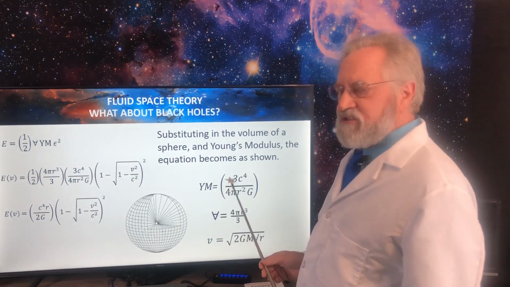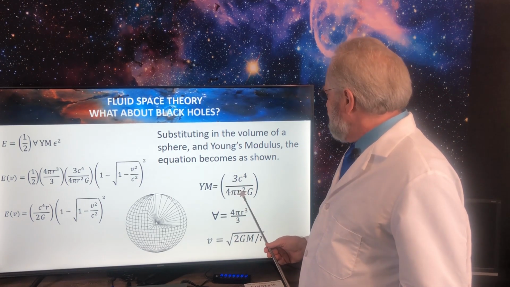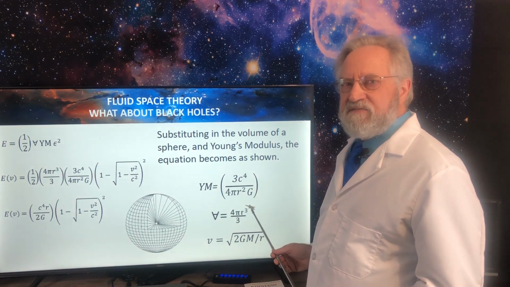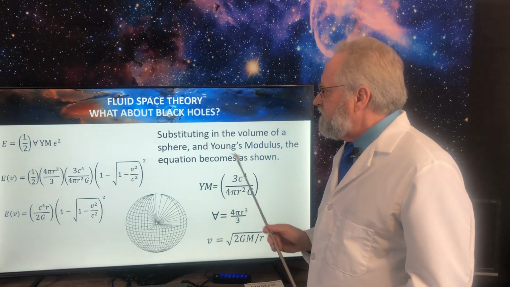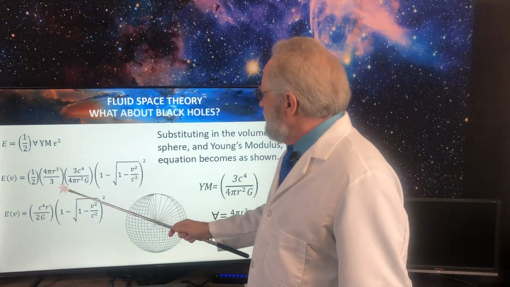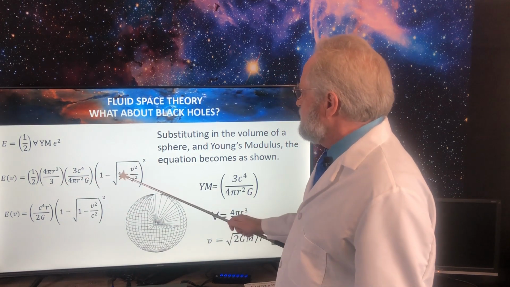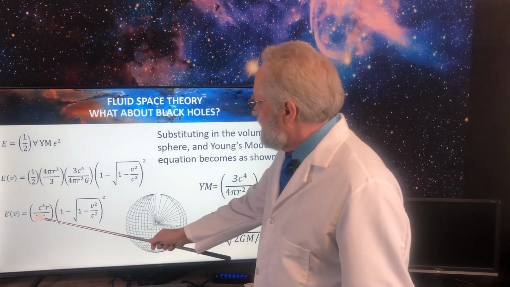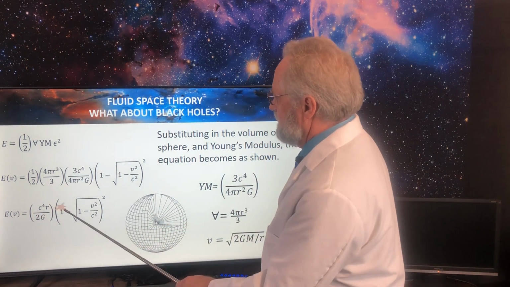So now if we make some substitutions for Young's modulus, I use 3c to the 4th over 4 pi r squared g, and you might recognize something similar to this from Einstein's field equation. I'm using something just a little bit different, but it's serving the same purpose. And we have the volume of the sphere as our volume, the Young's modulus, strain squared, and when we turn the crank, we get this equation, which is the energy as a function of velocity and radius.